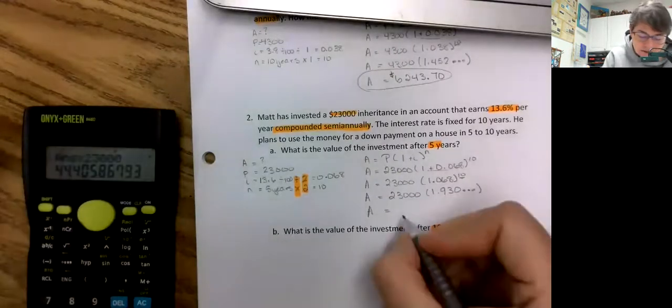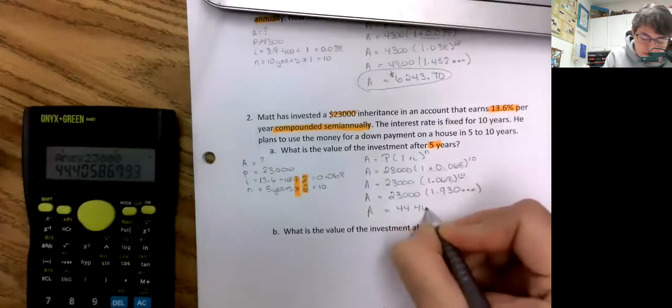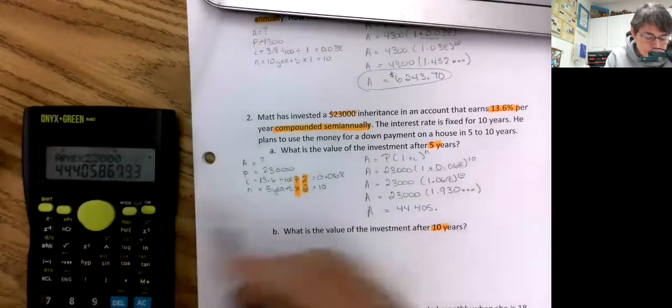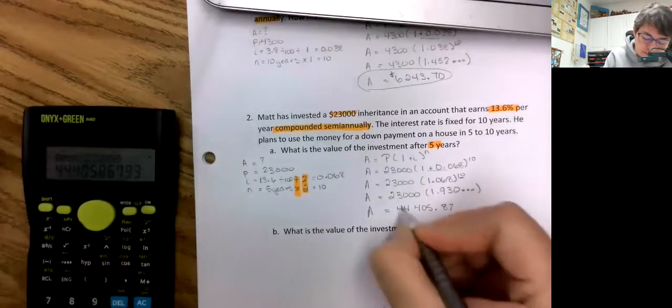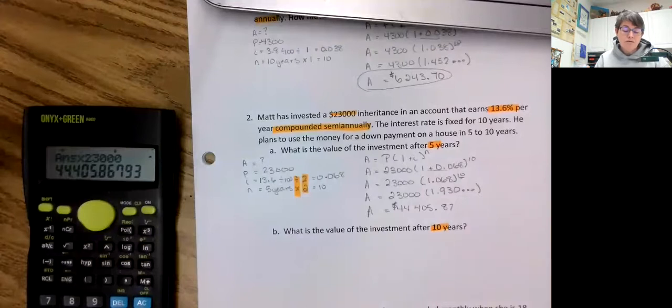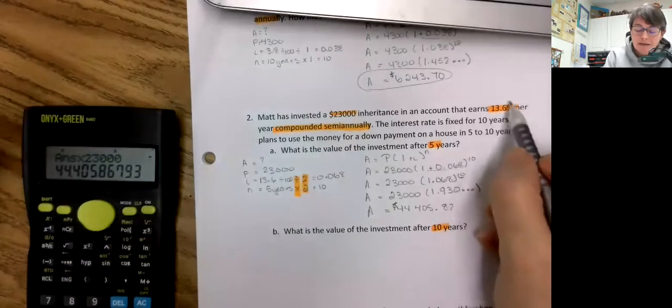Calculate that through, and it is 44,405. Okay, 867, so 87. So in 5 years, that will have grown to $44,000. That seems really high. But I think it's okay because it's compounding and it's at a pretty high interest rate.